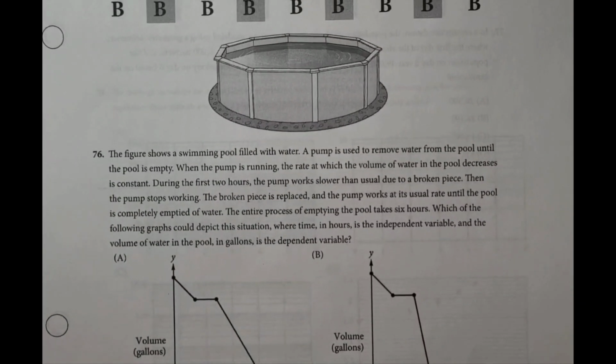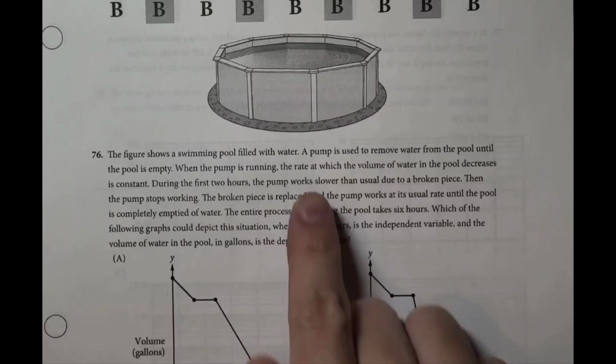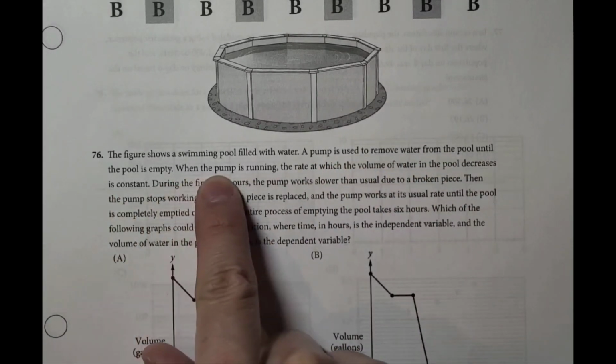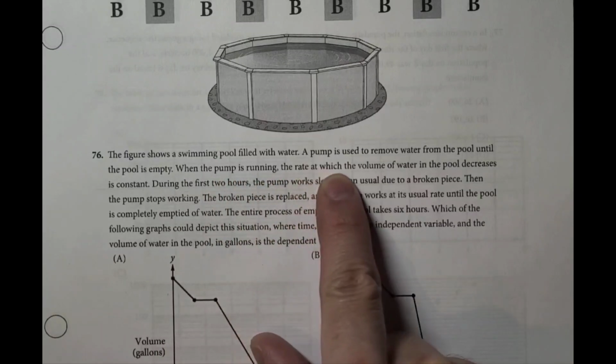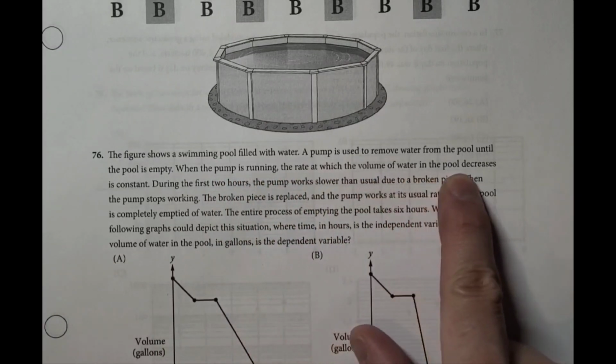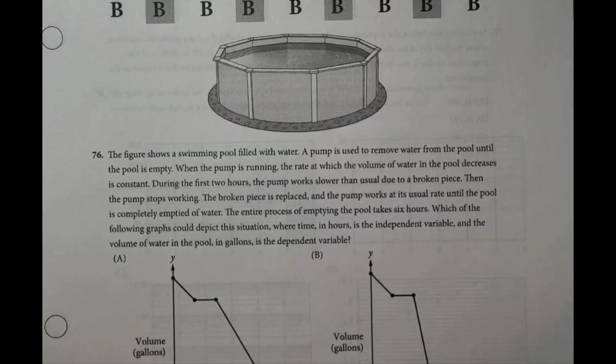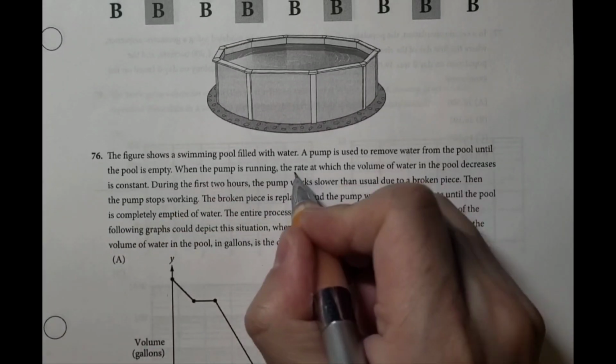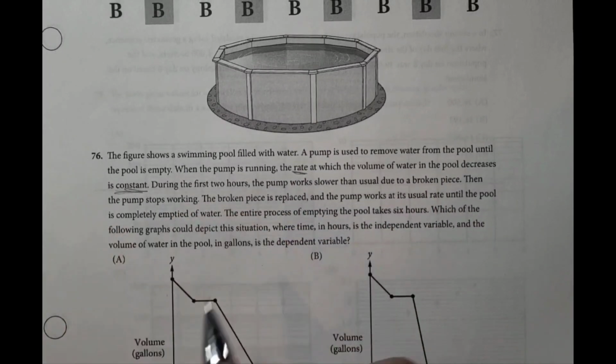The figure shows a swimming pool filled with water. A pump is used to remove water from the pool until the pool is empty. When the pump is running, the rate at which the volume of water in the pool decreases is constant. So maybe that is key. Constant. The rate is constant. Let's underline those two terms.